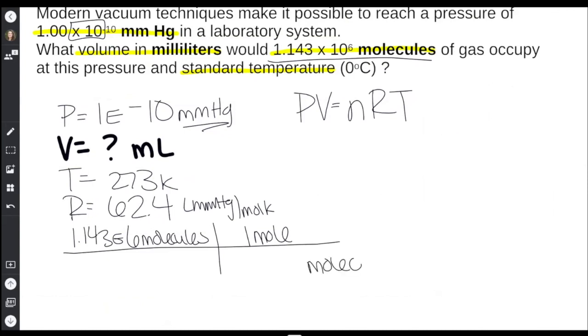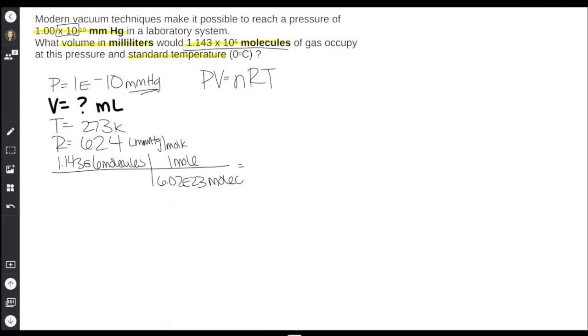6.02 E23, yes. All right, somebody have a calculator? You need an E button. 1.143 E6 divided by 6.02 E23 is 2.38 E negative 18. There you go. All right, and so that is your n value now that you have found the number of moles. And so we get to plug that in.